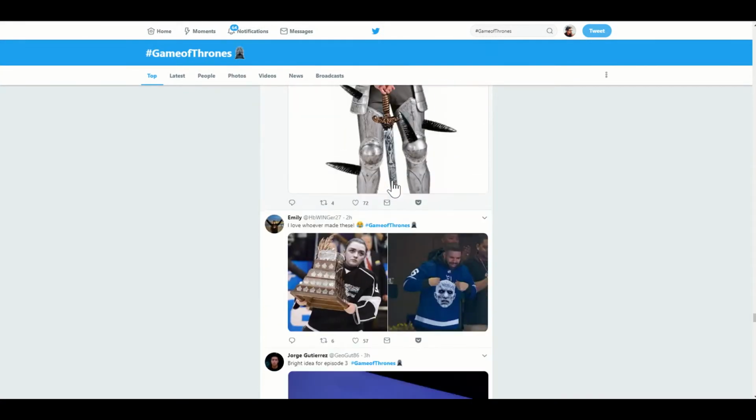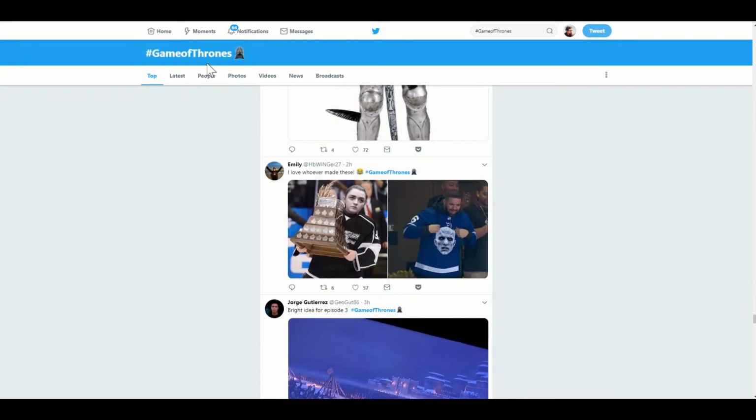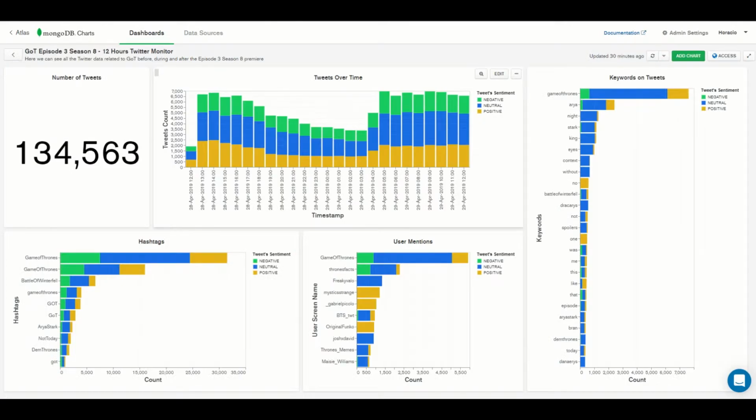So I would like to show you an example of a query of Game of Thrones using this tool, Social Media Monitor on MongoDB. I created functions on MongoDB Stitch that fetch tweets about a query. The query here is Game of Thrones Episode 3, Season 8. I was running this query for 12 hours, and I got more than 134,000 tweets. As you can see, this is from the 28th of April at 12, up to the 29th of April.